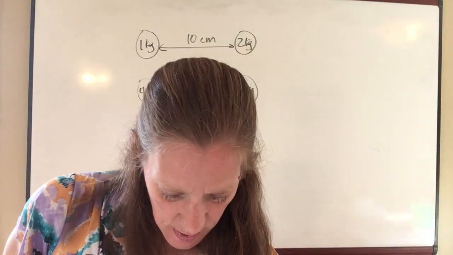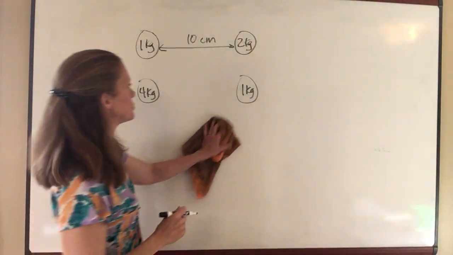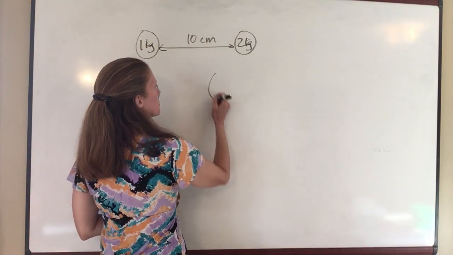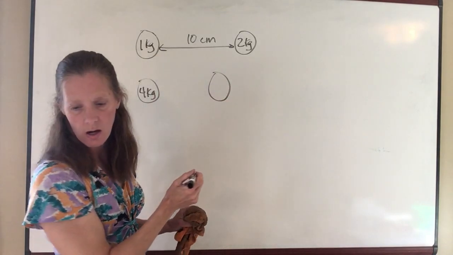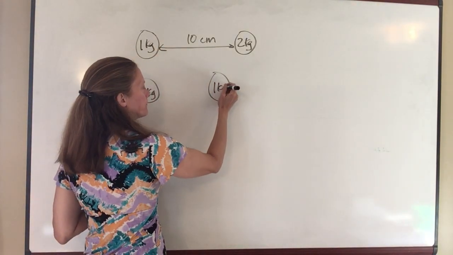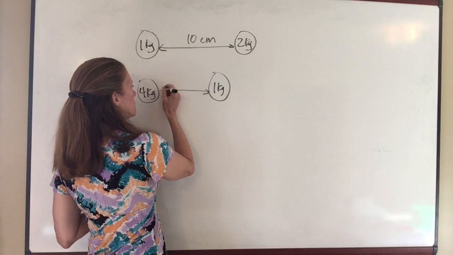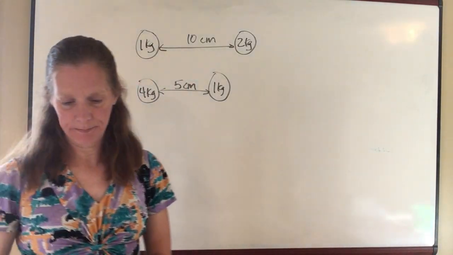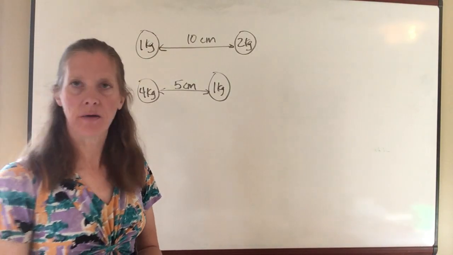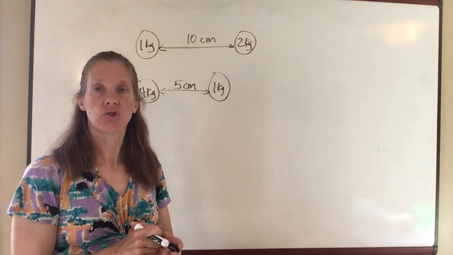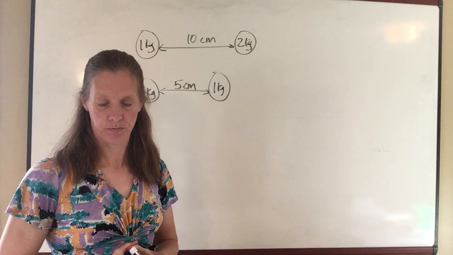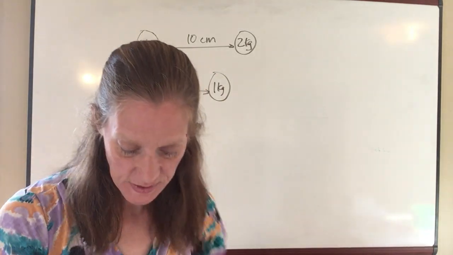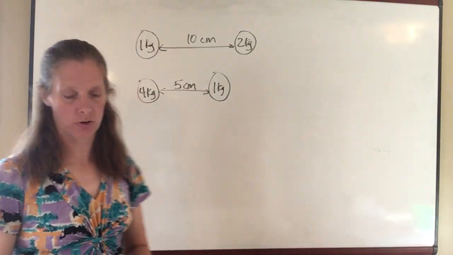Oh, whoops. And we're going to decrease the distance between them to 5 centimeters. So I'm actually going to put these a little closer together than I had it. So this was 1 kilogram. And now there is only 5 centimeters between them. So now, how does the gravitational force change between what it was before? So let's look at the mass first.